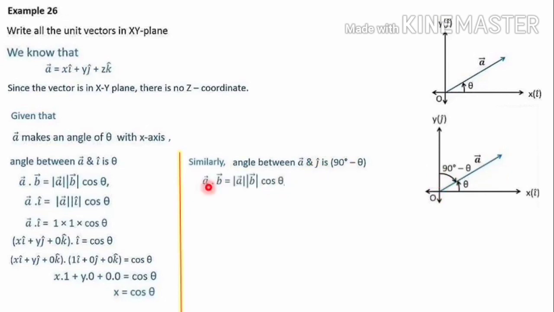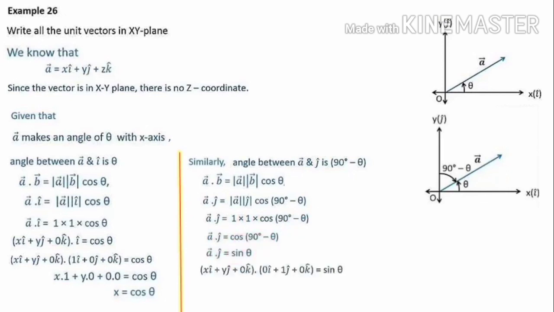Then again using the same formula, A dot B equals modulus of A, modulus of B cos theta. Then A dot, instead of B we will put j cap, modulus of A into modulus of j cap into cos 90 minus theta. Both are unit vectors, their magnitudes are 1, into cos 90 minus theta. That is A dot j is equal to cos 90 minus theta. We know that cos 90 minus theta is sin theta.